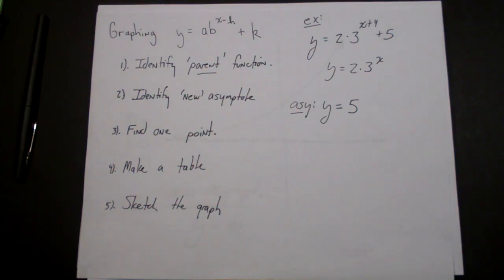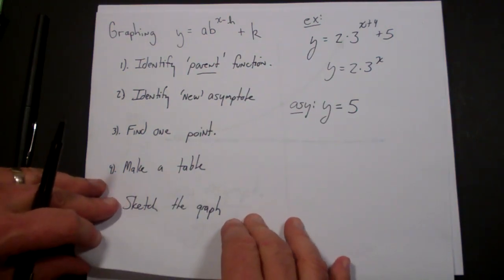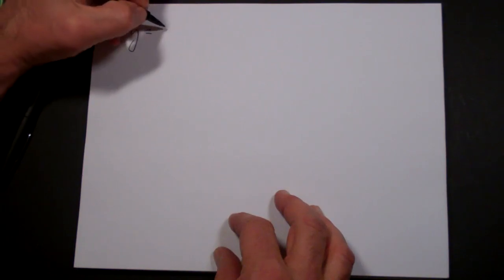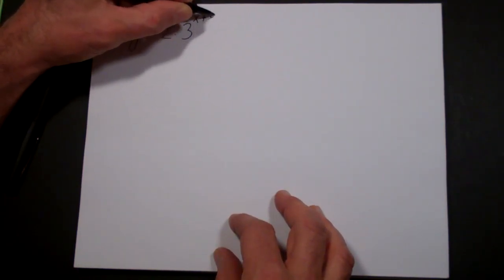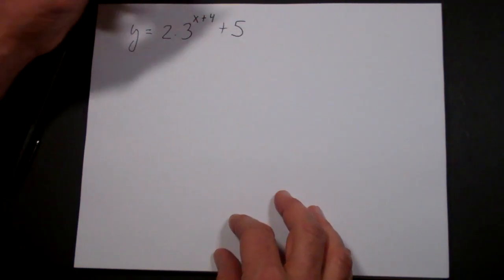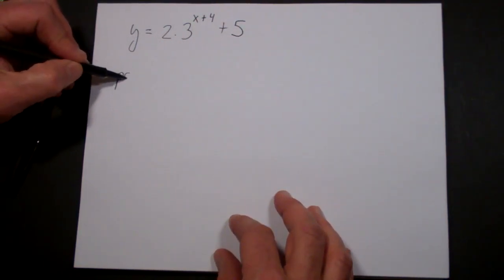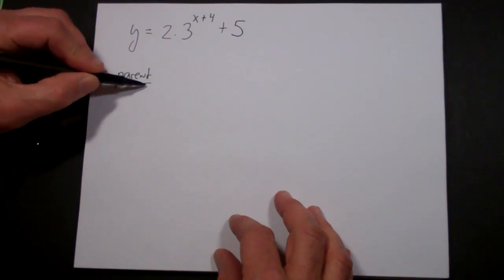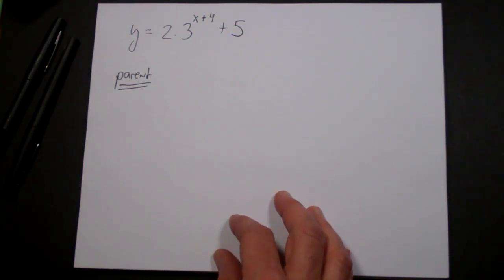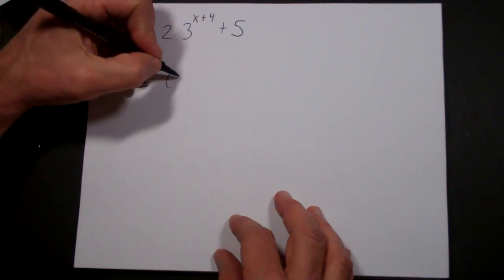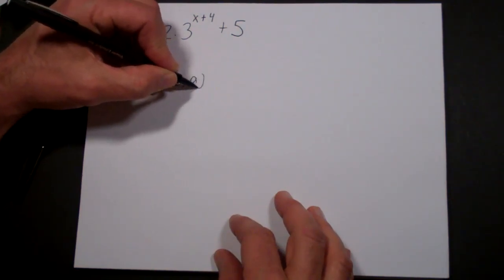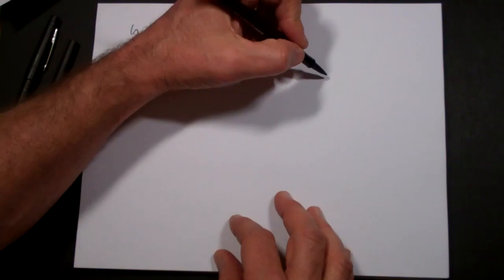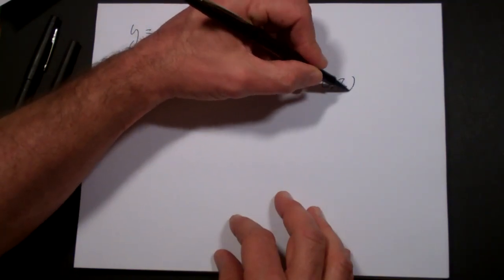The next step is you're going to want to find a single point. And there are a lot of ways to do that, but there's one particular way that I like to do it, both because it's a very important point and also because it's a very easy point to find. So from the parent function, you know that the y-intercept is going to be 0, a, or in this case, it's going to be 0, 2.